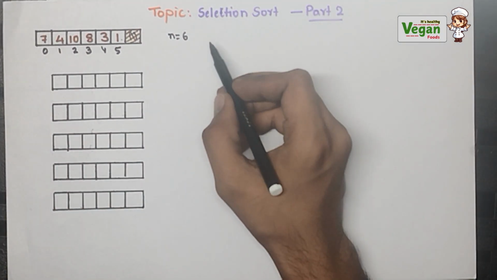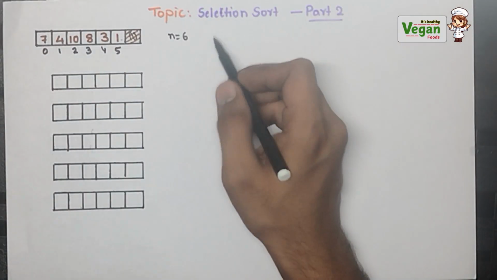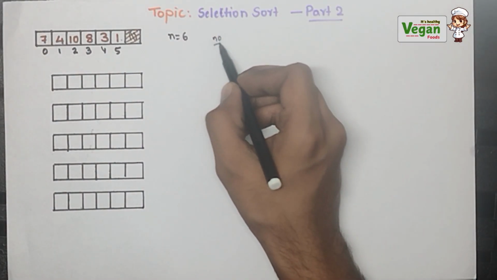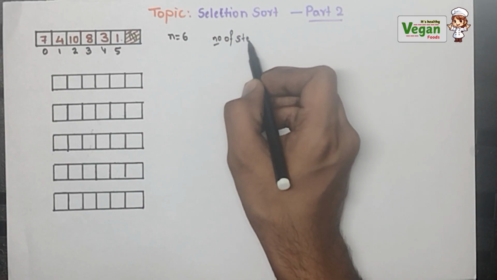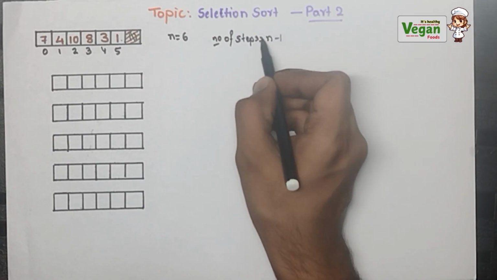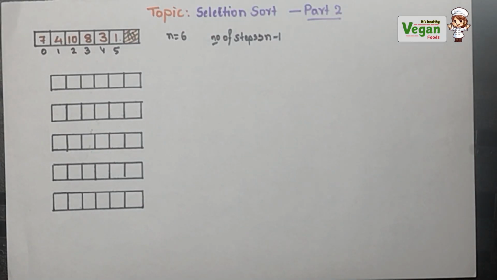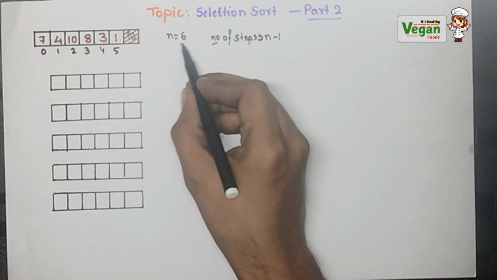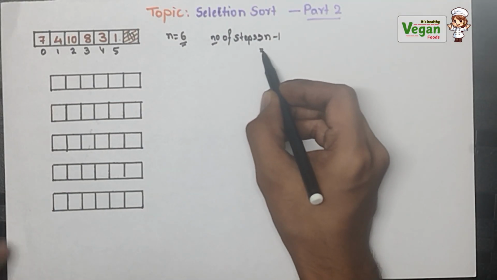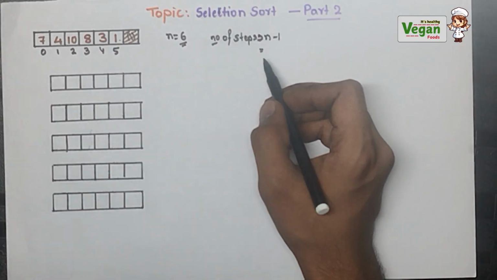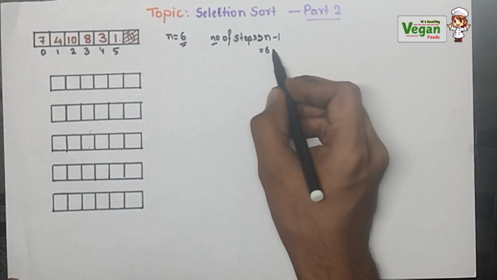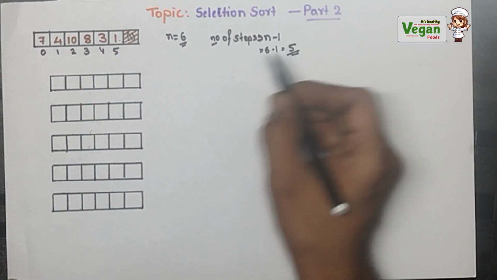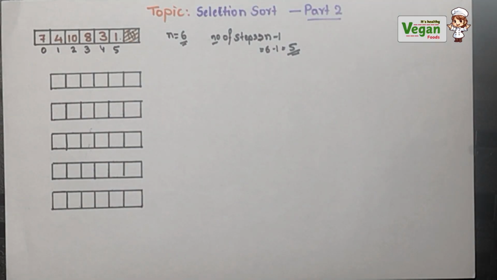Now how many steps do we need to complete this given problem? The number of steps formula is n minus 1. That is, n minus 1 steps are required to solve this problem. What is the value of n? That is the length of the given array or list of elements, that is 6. So 6 minus 1 will be 5. You just need 5 steps to complete this problem.